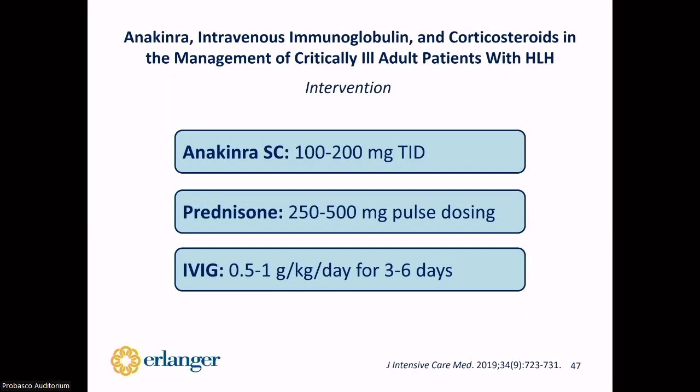So what they decided to do is they gave anakinra an average of 100 to 200 milligrams 3 times a day. They gave prednisone anywhere from 250 to 500 via pulse dosing, and then dosed IVIG up to 1 gram per kilo per day for 3 to 6 days. There was no standardized duration of therapy, which is a downside, but on average, anakinra was given anywhere from 5 to 21 days based off clinical response, and IVIG was consistently given around a 3 to 5 day duration.